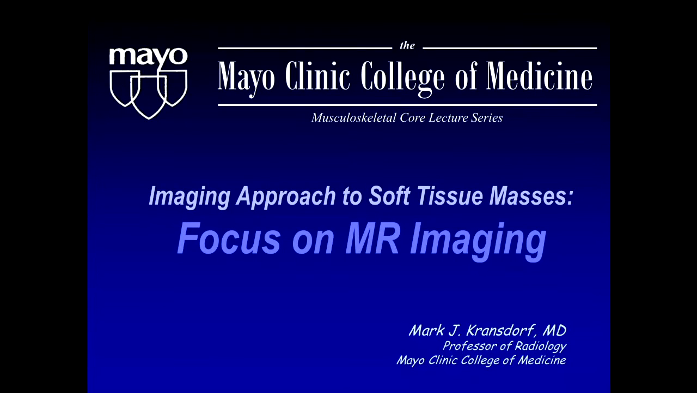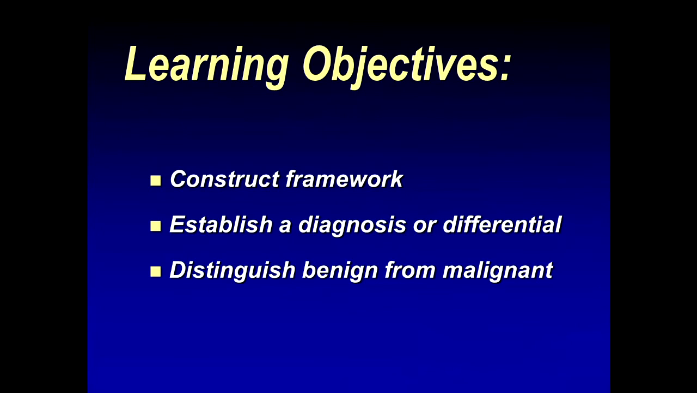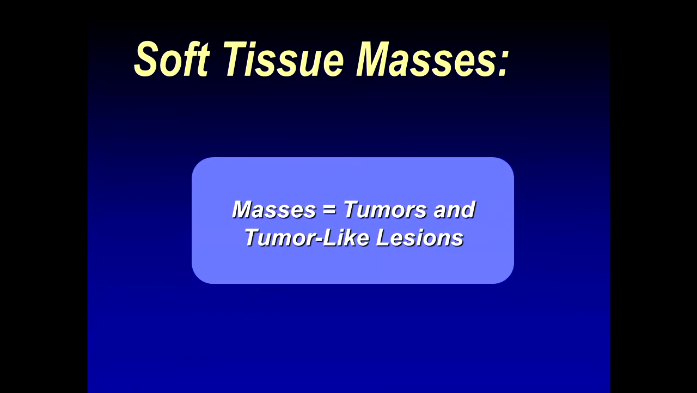My name is Mark Kransdorf, and during this next musculoskeletal core lecture series session, I'd like to address the imaging approach to soft tissue masses, focusing on MR imaging. Specifically, at the completion of this session, what I'd like you to be able to do is construct a framework for the evaluation of soft tissue masses, recognize ways to establish a diagnosis or a differential diagnosis, and when that's not possible, to be able to identify features which will allow you to distinguish between benign and malignant lesions.